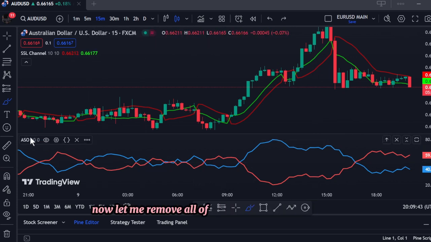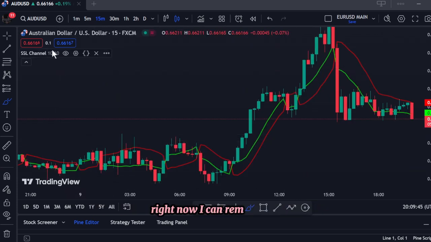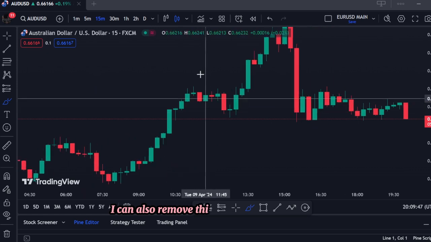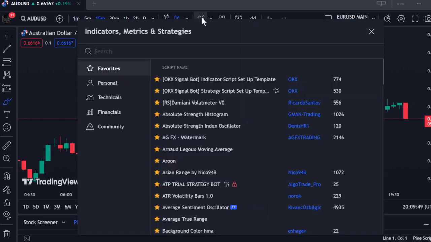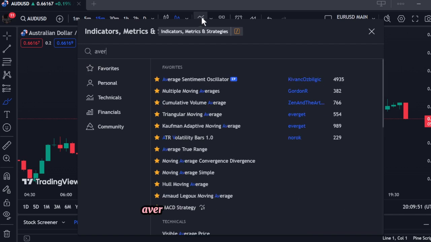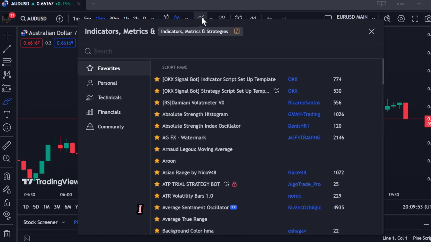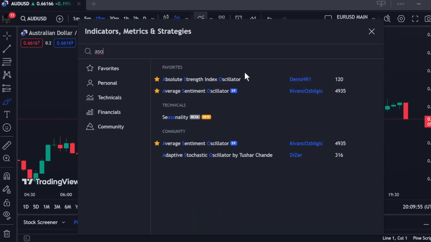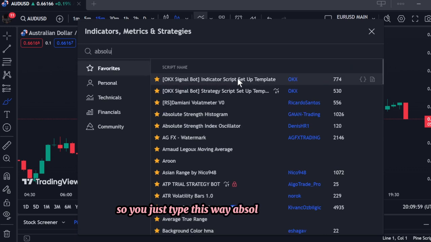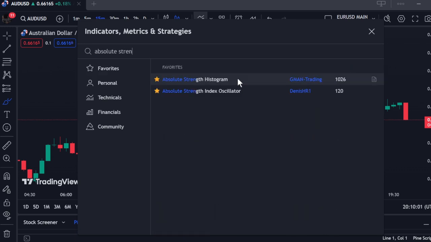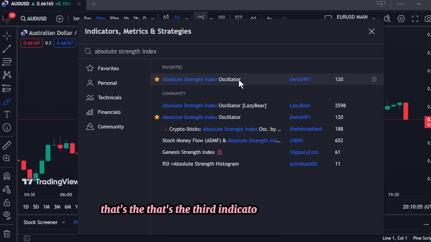Now let me remove all of the indicators on the screen right now. I can remove this, I can also remove this. And the next one is the average... Oh, it's no longer average. I think, what was the name again? Absolute strength index. So you just type absolute strength index. That's the third indicator, absolute strength index.